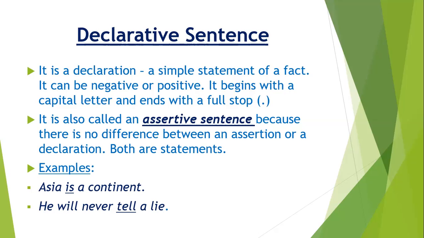Both are statements. Examples of declarative sentences are: "Asia is a continent." Here we are simply stating a fact about Asia. Second, "He will never tell a lie." Here we are stating a simple fact about a person, that the person never tells a lie.